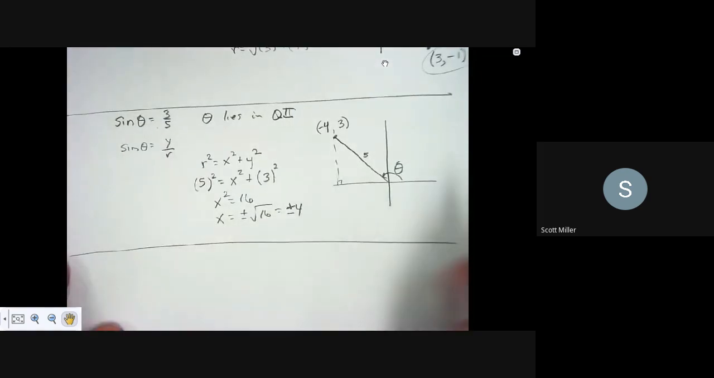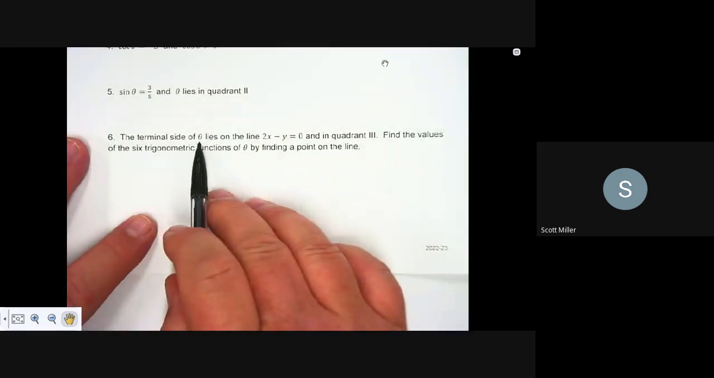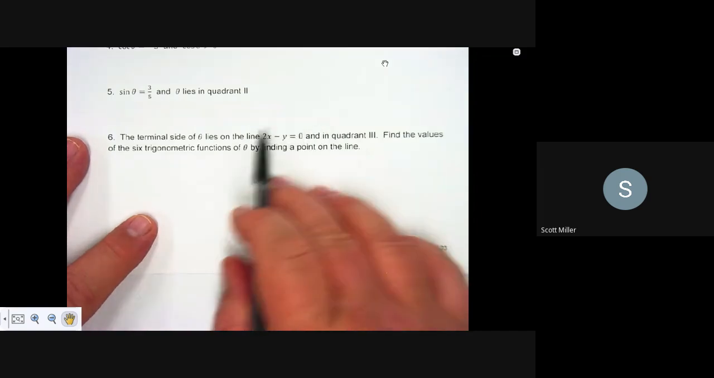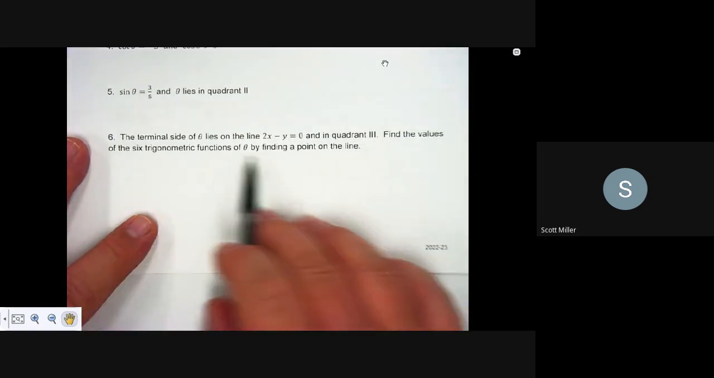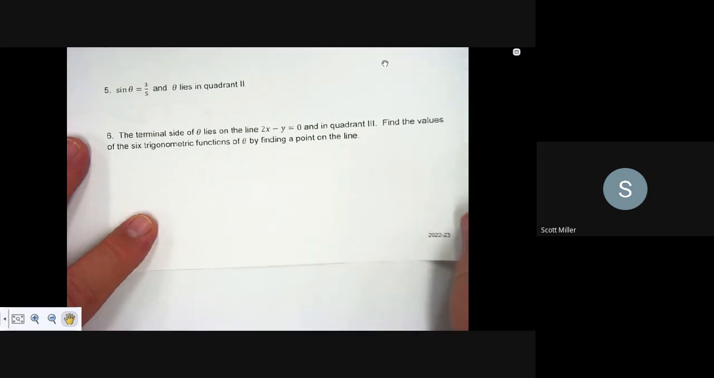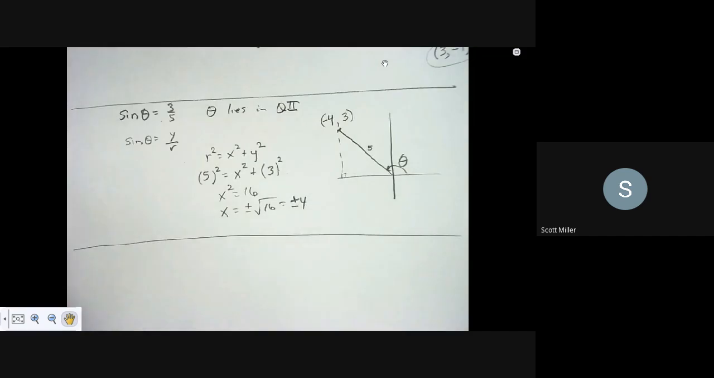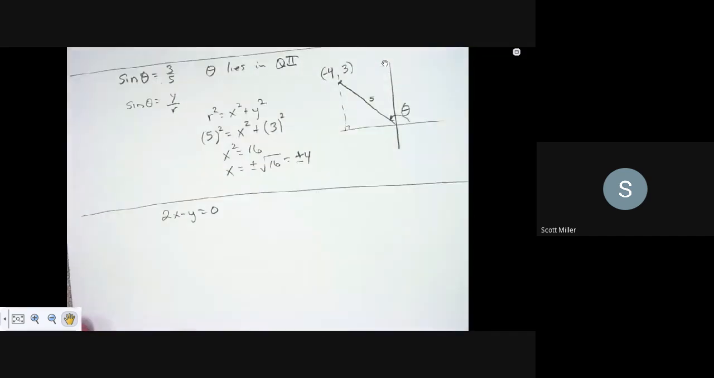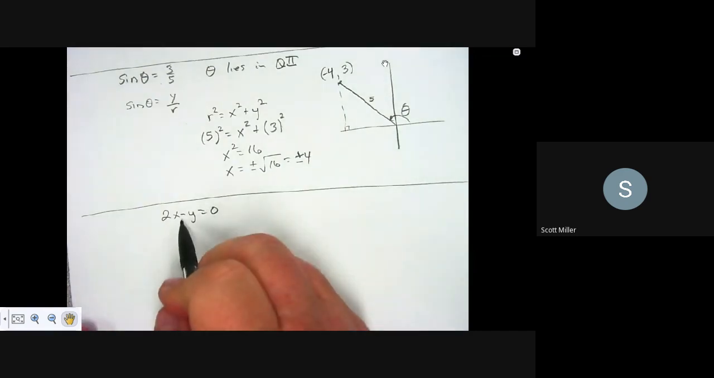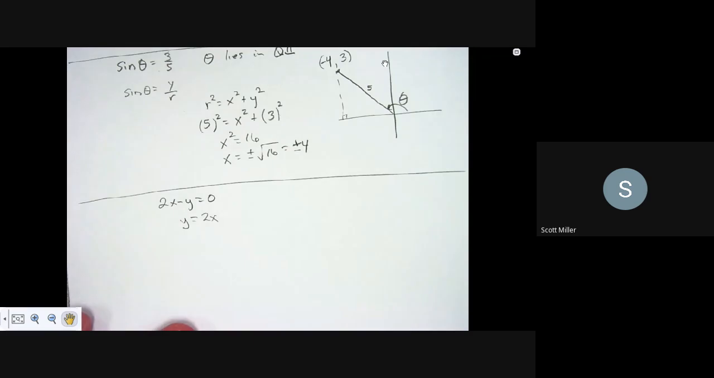Okay? Here's the last one, how they hide information from you. So now the terminal side of theta lies on this line, and it's in quadrant 3. Find all the values of the 6 trig functions by finding a point on the line. So here's how we do this one. First off, 2x minus y equals 0 is a line. If you put it in slope-intercept form by solving for y, you get y equals 2x.